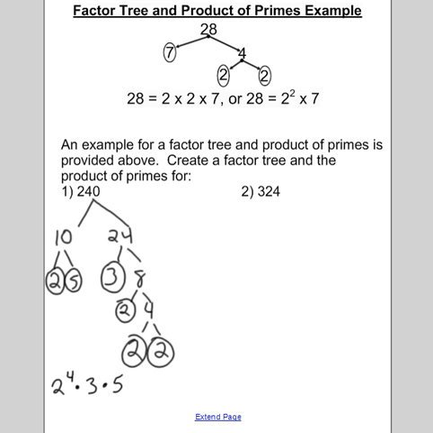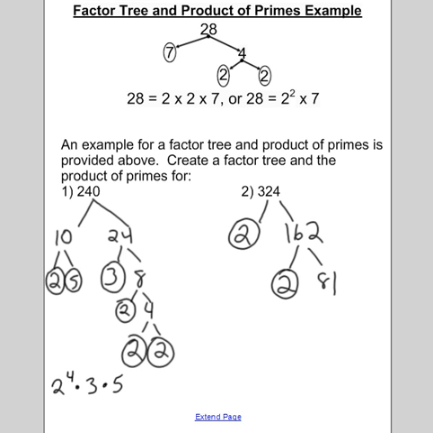Now 324, if I do 324, I may not know many options, so maybe I just start with 2. And that would be 2 times 162. 2's prime, so I circle it. And maybe I go again. This would be 2, and then I've got 81.